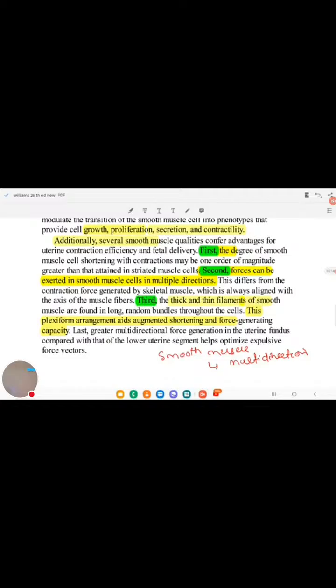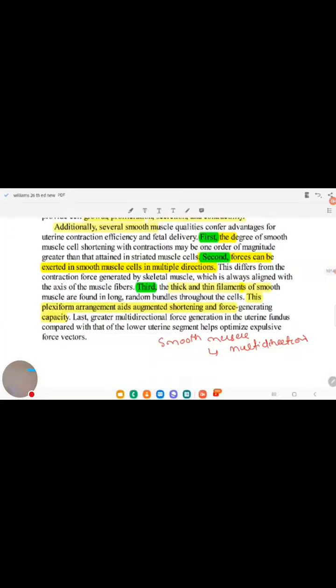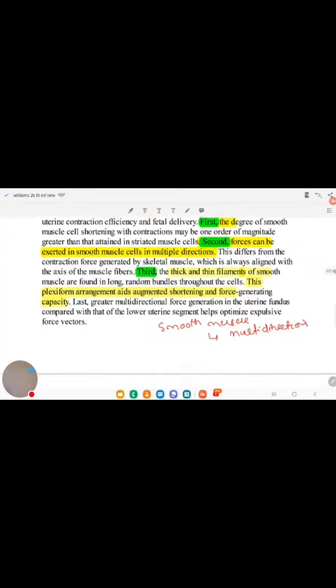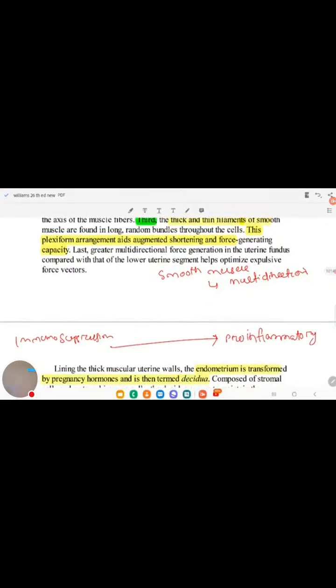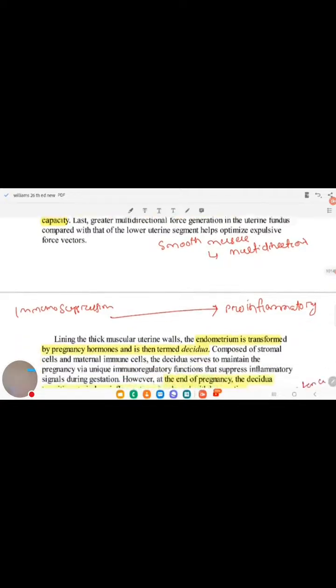Third, the thick and thin filaments of smooth muscle are found in long and random bundles throughout the cells. This flexible arrangement augments the shortening and force-generating capacity. Last, the multi-directional force that smooth muscle generates in the uterine fundus is greater compared with the lower segment. The more force generated in the uterine fundus compared to the lower uterine segment helps to optimize the expulsive force vectors downward and deliver the fetus.